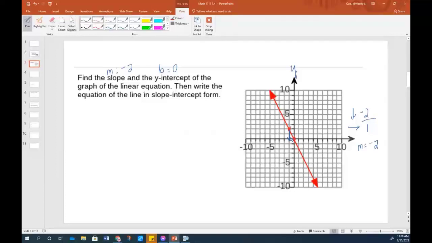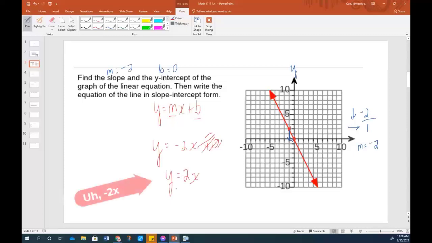Now, slope-intercept form is y equals mx plus b. So what we're going to do is fill in the blanks for m and b. So it's y equals negative 2x, and then plus 0 is correct, but it's not simplified. So we're going to get rid of that plus 0 and just say y equals negative 2x. And that would be slope-intercept form.